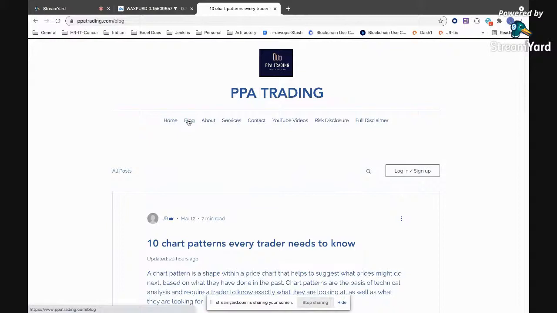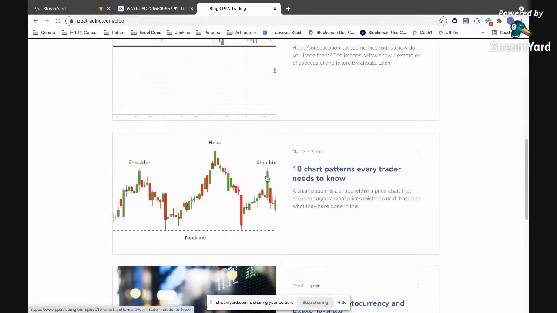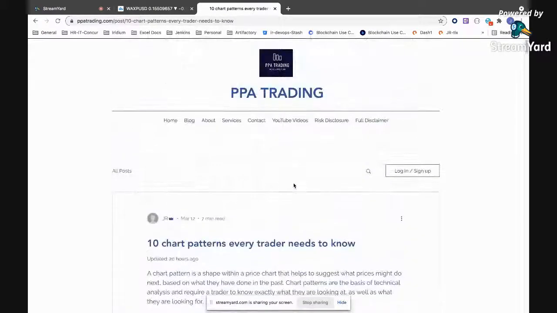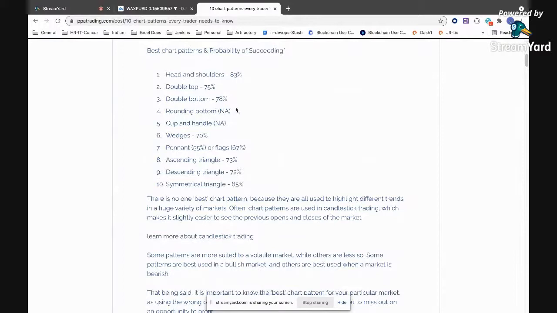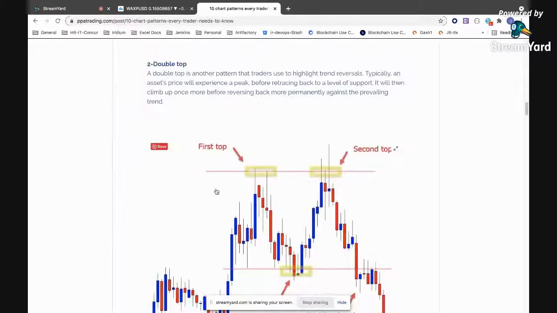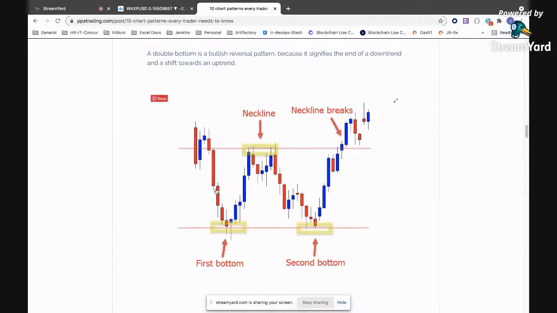So this is the main website. You go under the blog, and these are something that we watch all the time. 10 patterns every trader needs to know, right? We talk about this. This is the head and shoulders, double top, double bottom, and their reliability. So double bottoms are 70% accurate that they're actually going to make it. Okay, so I'm going to show it to you. And then if you go down, you have the example. These are perfect examples. See, here is the double top, and the next one is the double bottom.